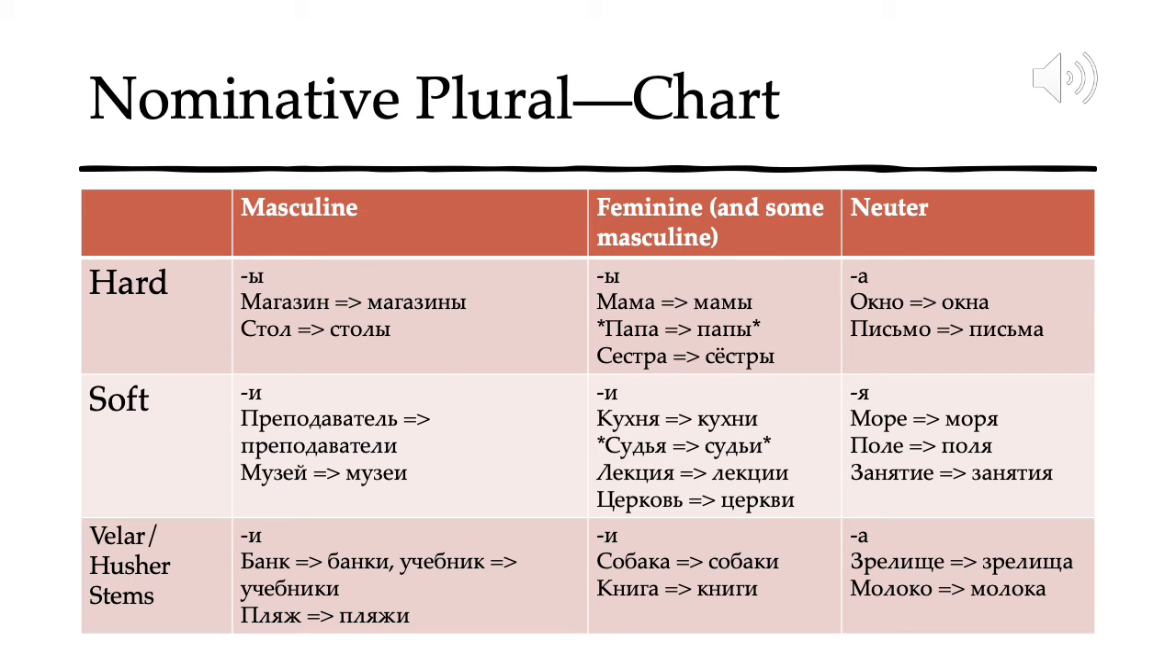So zanyatiye becomes zanyatiya. There are only a few velar or husher stem nouns that are neuter, but those, regardless of whether the final vowel is a ye or an a, are going to add a. So zrelishche, sort of a sight or a spectacle, becomes zrelishcha. Moloko, milk, becomes moloka. So there we have an overview of basic regular nouns in the nominative plural. Now let's start looking at some exceptions.